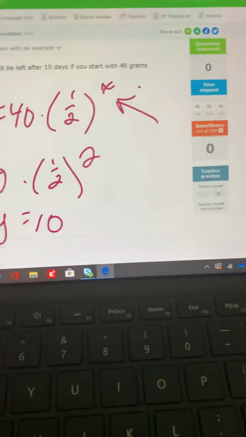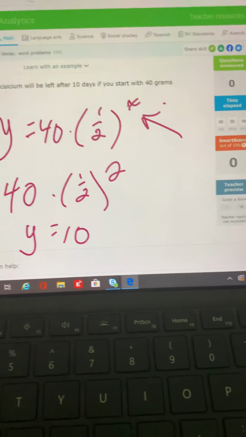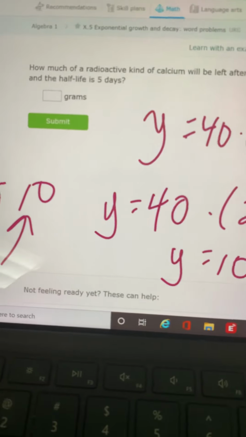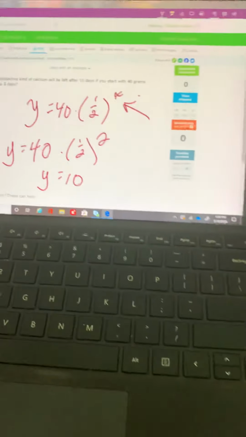Now, if you don't like that, what you can basically do is this, or even on the other problem earlier. Let's just take the same problem over here for a second. So if you start out with 40, okay, and they're telling you every 5 days. So you had 40. You're going to go for 10 days, right? So 1, 2, 3, 4, 5. It's going to be half. And then 6, 7, 8, 9, 10. Now it's going to be down to 10. So you can also figure it out like that, okay?